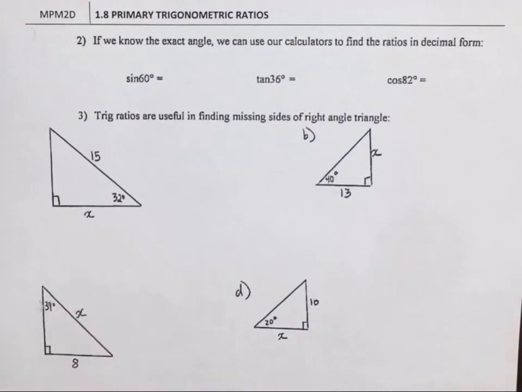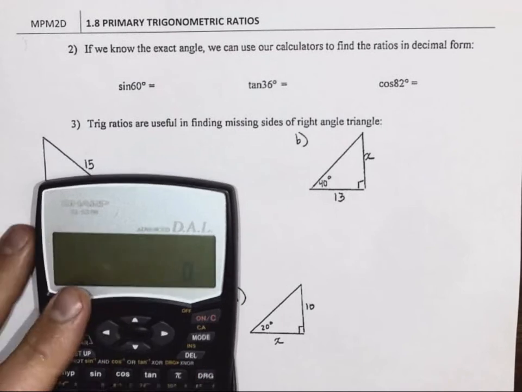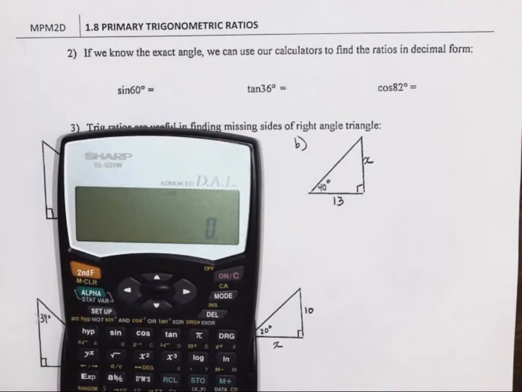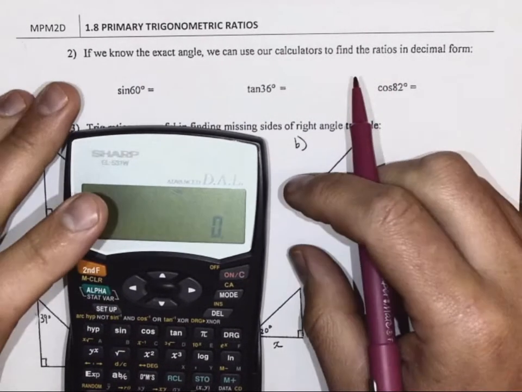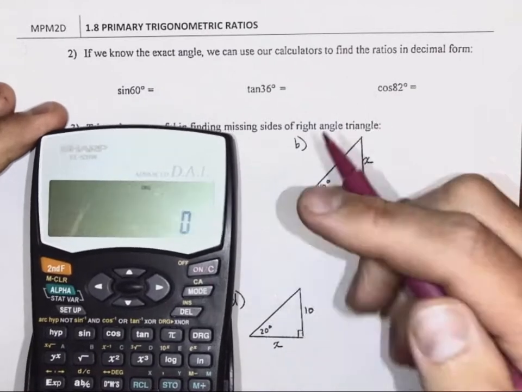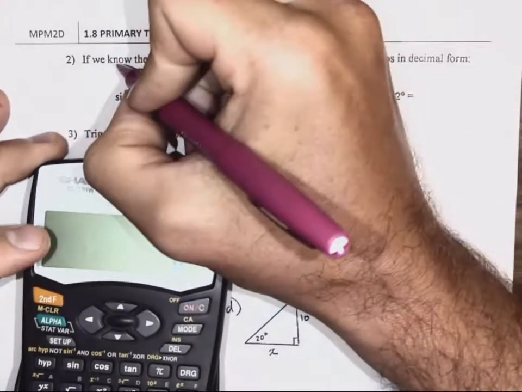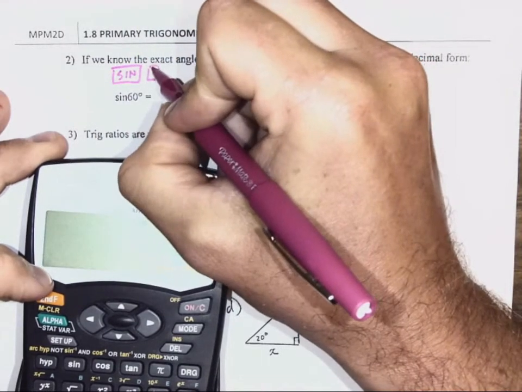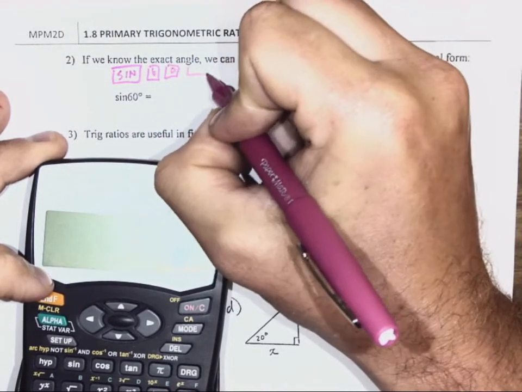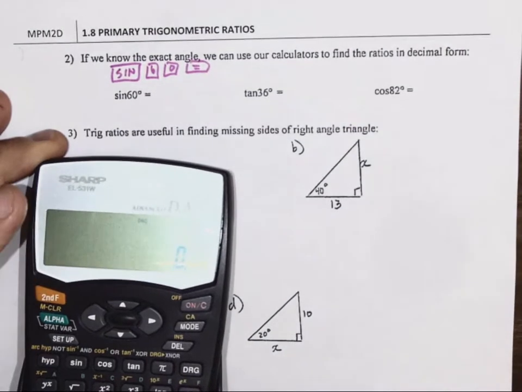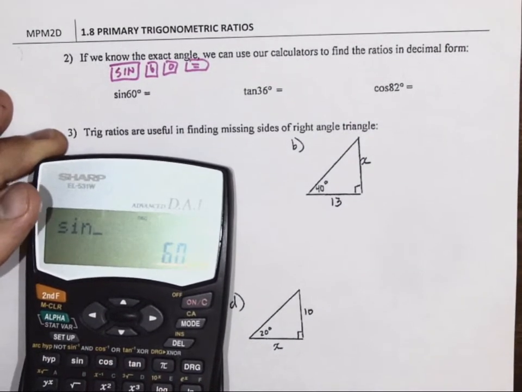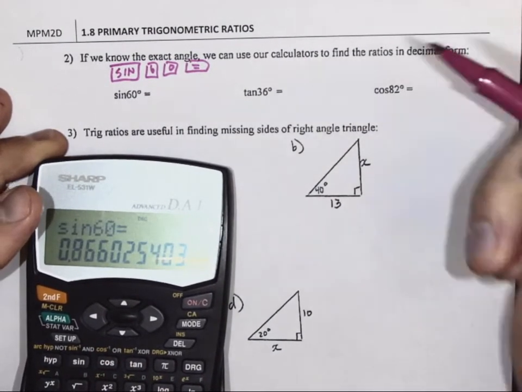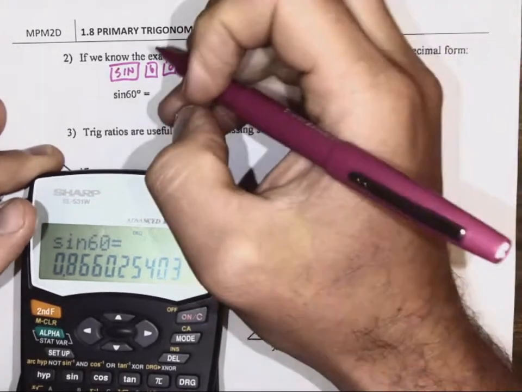Okay. If we know the exact angle of the triangle, we can use our calculators to find the ratio in decimal form. So how am I going to do that? Sine of 60 degrees. So getting familiar with my calculator, I'm going to hit the button sine, and then I'm going to hit the button 6, 0, and then the button equals. So sine 60 equals 0.866.